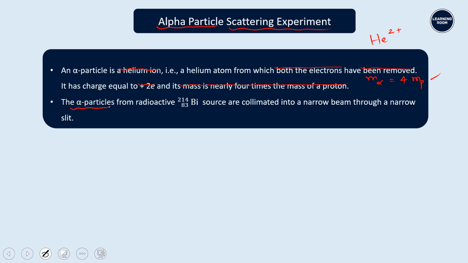So how are these generated? Alpha particles can be generated from radioactive elements. Radioactive elements are those elements whose nucleus is unstable. What is a nucleus and other things, we'll slowly see. Alpha particles are mainly liberated as a product of a radioactive source. One of the sources we can think of is bismuth 214, which is collimated into a narrow beam through a narrow slit.